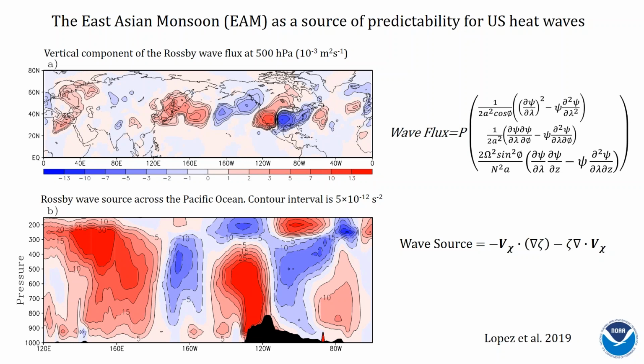On the bottom, this is a cross-section across those, but now looking at the wave source, this is the Rossby wave source. The first term is vorticity advection by the divergent wind, denoted here by V chi. And the other term is vortex stretching by the divergent wind. And you see that over the East Asian region, there is an enhanced wave source. The positive color indicates a source for anticyclones. The blue indicates a source for cyclonic waves. So you see there is a source for anticyclonic waves over the East Asian monsoon at the upper level of the atmosphere.